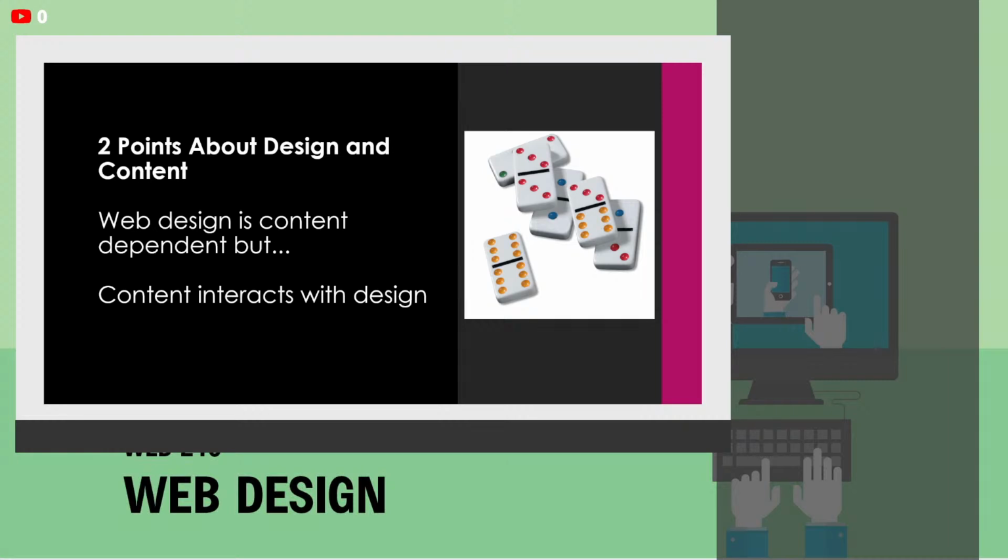So when we talk about web design being dependent on content, we're talking more about the general ideas. We're talking more about the vibes. We're talking more about the feeling of the content than we are the exact words, the exact pictures, the exact videos, whatever. Because those can all change, and they can change easily.